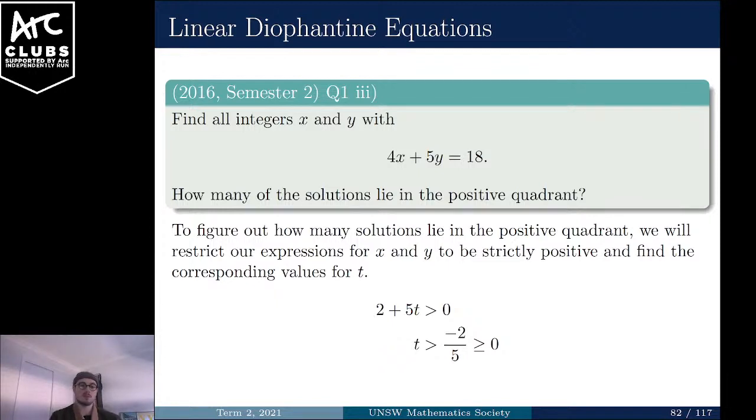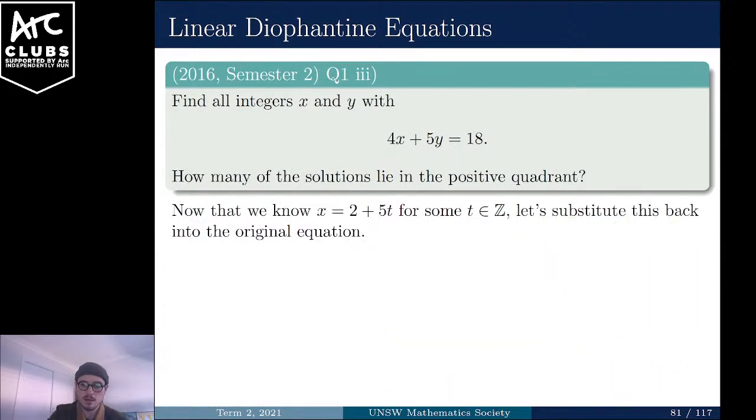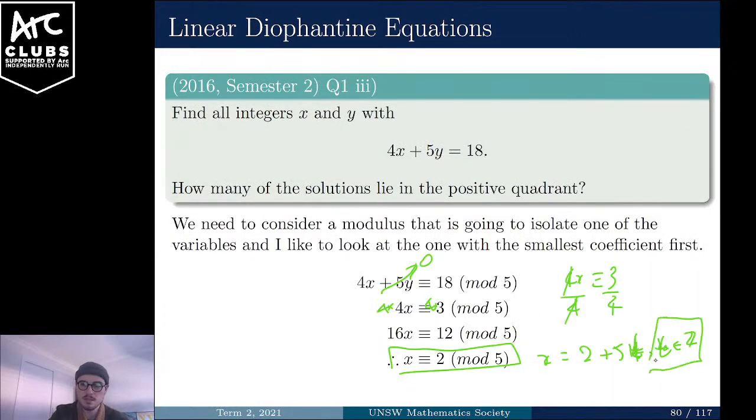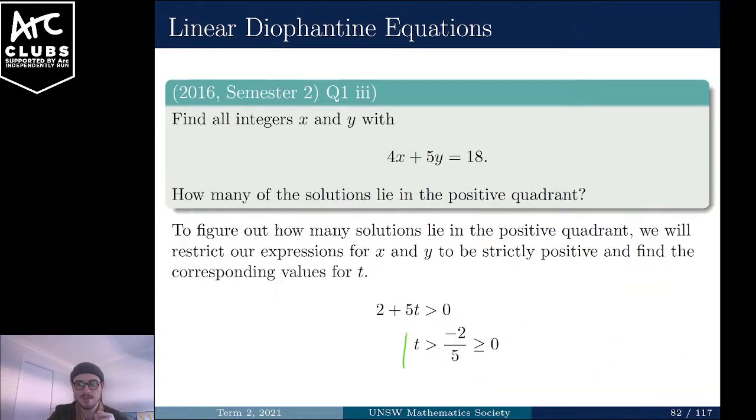And then that'll give us our solutions for x and y. So we solve this, and remember here, t is an integer. So we've got to remember this. So t is greater than -2/5. It's not greater than or equal to because we're looking strictly positive here. So if it's an integer greater than -2/5, it's going to be greater than or equal to 0. So t is greater than or equal to 0. Okay, we can work with that.